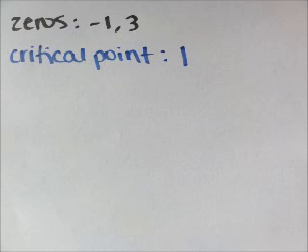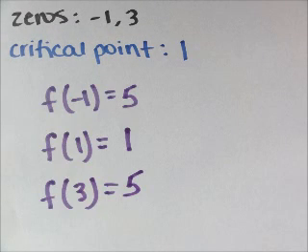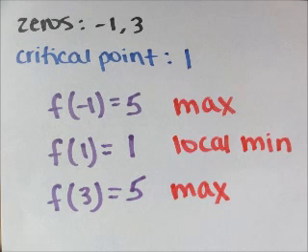Then, just as we did before, we're going to plug the zeros and the restraints back into the original function. That will give us f of -1 equals 5, f of 1 equals 1, f of 3 equals 5. And by looking at our graph, we can see that -1, 5 is a max, along with 3, 5. And 1, 1 is our minimum.